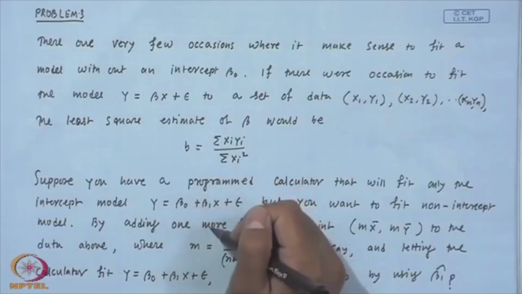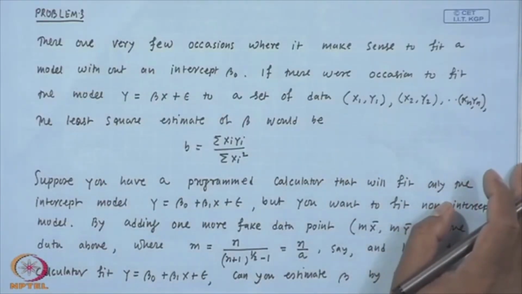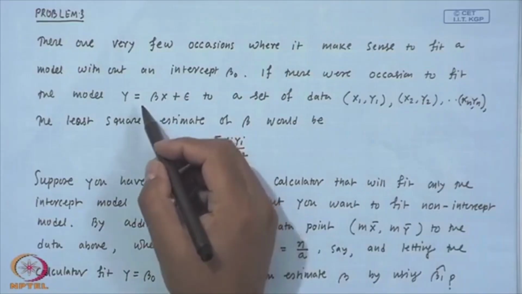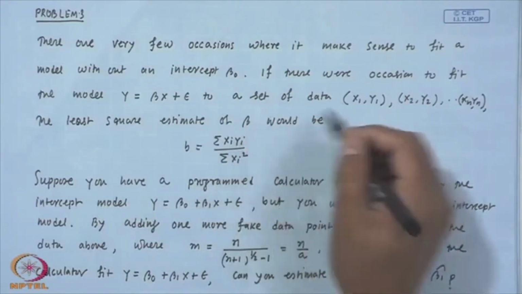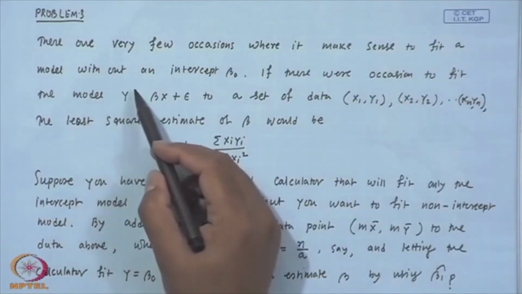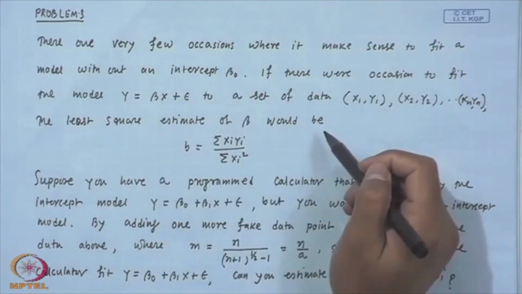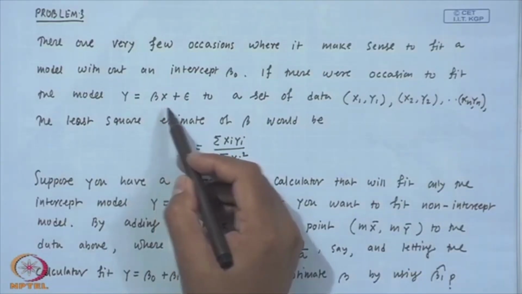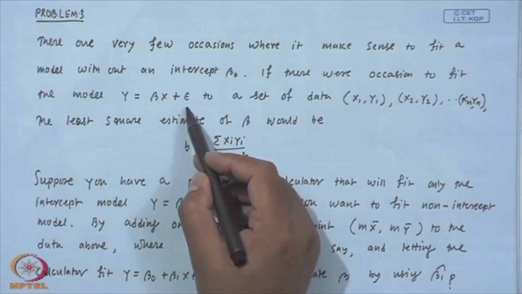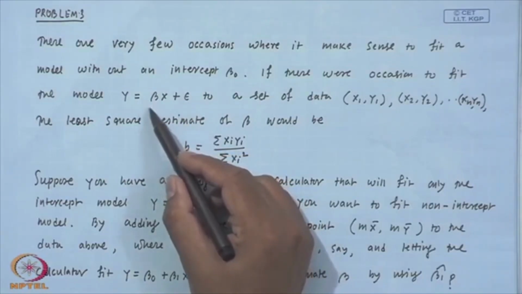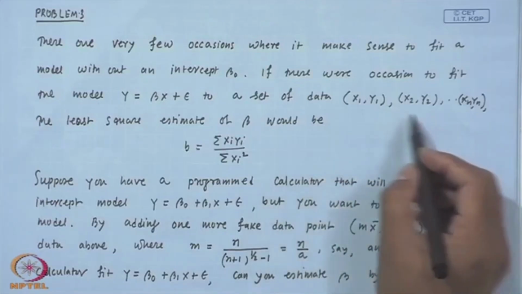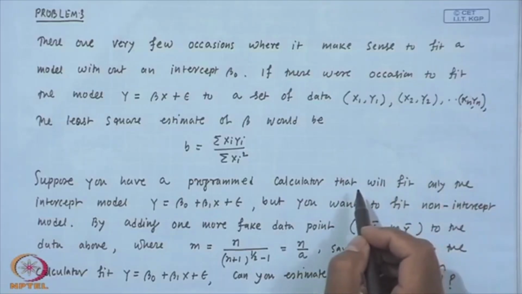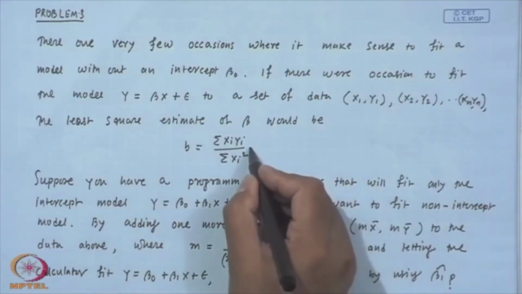Okay, so here is the problem. Problem 3, because problems 1 and 2 were solved in the previous tutorial. This says that there are very few occasions where it makes sense to fit a model without an intercept beta naught. If there is an occasion to fit the model y equal to beta x plus epsilon, that is a model without any intercept, to a set of data (x 1, y 1), (x 2, y 2), ..., (x n, y n), then the least square estimate of this beta would be this.